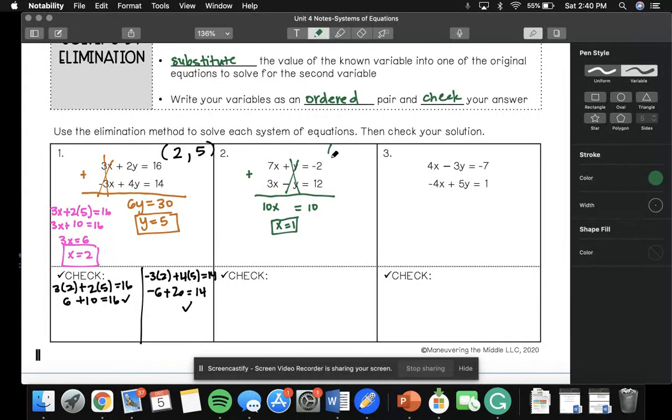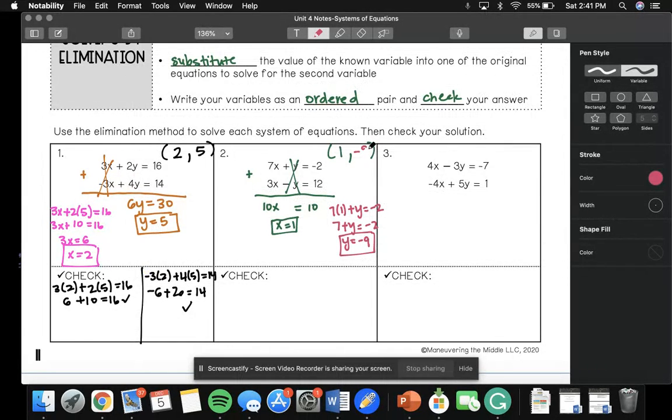So in our solution, we know that the x-coordinate is 1. We just need to figure out the y-coordinate, so we can plug it into either equation. I'm going to use the top one again. It doesn't really matter. So I have 7 x's, so 7 1's plus y, and it has to equal negative 2. So 7 1's would make 7. And then I would move the 7 over with a negative 7, and that would make negative 9.